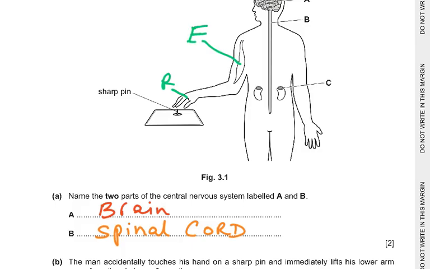So effector and receptor, and you have to draw a label line. To the hand it will be the receptor, as skin has got receptors. So we have this arrow pointing to the hand, and E would be the effector, in which the muscle contracts and you withdraw your hand from the pin.